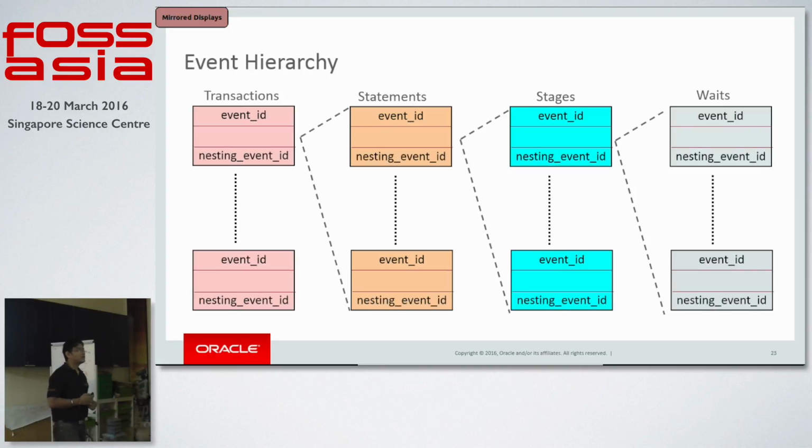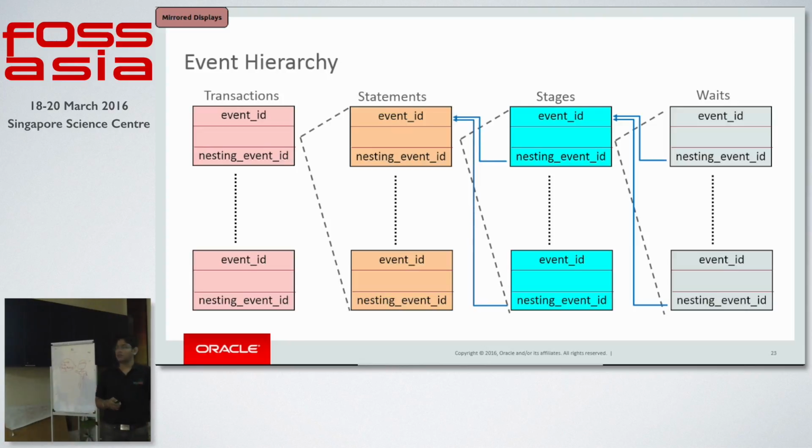Now there is something else called nesting event ID. So the nesting event ID of any wait event points to the event ID of the stage event to which it belongs. That is, the nesting event ID for all wait events belonging to a particular stage will have the event ID of that particular stage. Similarly, the nesting event ID of a stage would point to the event ID of the statement. And similarly, the nesting event ID of the statement will point to the specific event ID of the transaction.